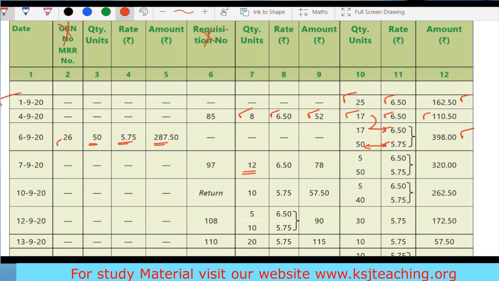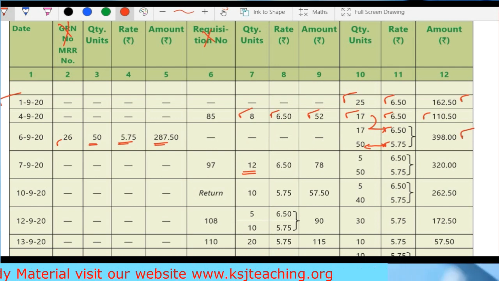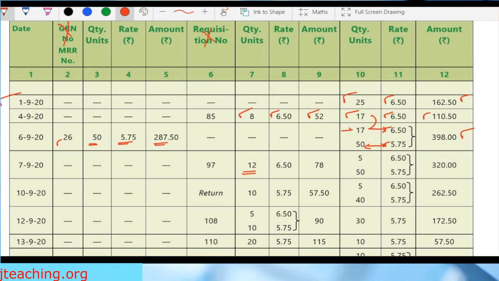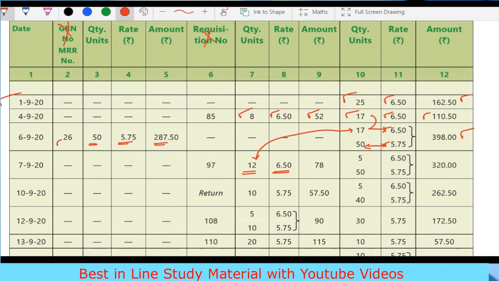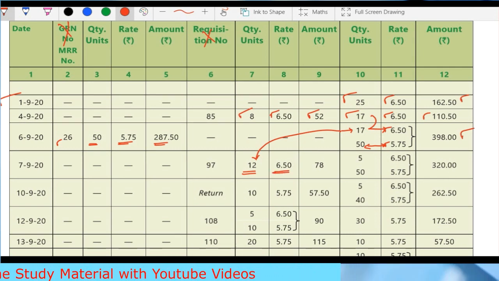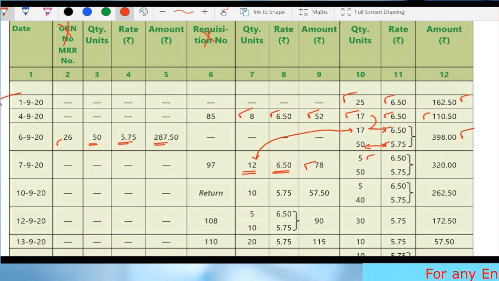Sir, we are solving on the FIFO basis. That means first in, first out. This 17 was the opening balance. That means this is the first stock. Now we should be subtracting this stock first, right? So that means we'll issue from this 17 at the rate 6.50, 12 units at 6.50, 78 rupees. What is the remaining stock? 5 units of this inventory valuing 6.50 and 50 units of 5.75. Clear? So first in, first out.